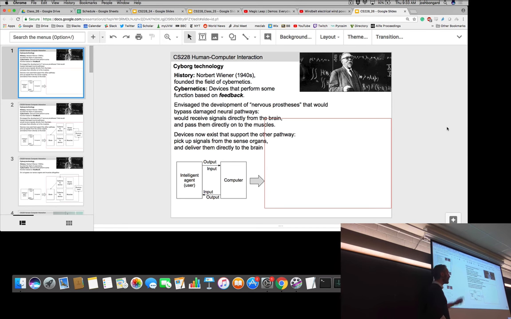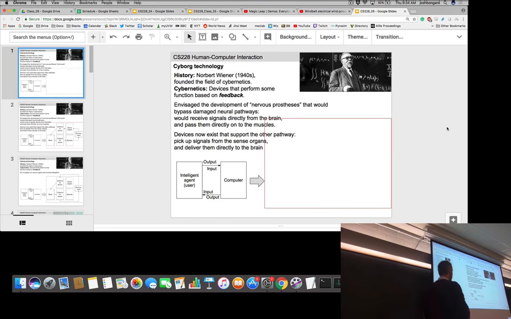Imagine a nervous prosthetic where the intervention, the point at which signals go from the brain to the prosthetic and back, is further and further upstream. That's what a nervous prosthetic is. So we're going to try and bypass neural pathways where normally those neural pathways would receive signals directly from the brain, like the muscles around my hip, and pass them directly to the muscles. Perhaps I have a spinal injury. I can't send signals from my brain to my leg. I want a cybernetic device that can take commands from the brain and pass them on to the muscles and vice versa. Devices now exist that support feedback in the other direction, pick up signals from the sense organs and deliver them directly to the brain.